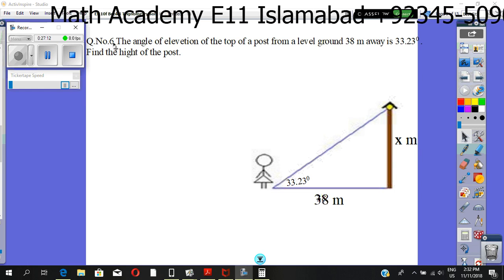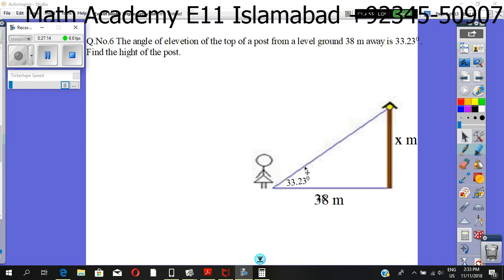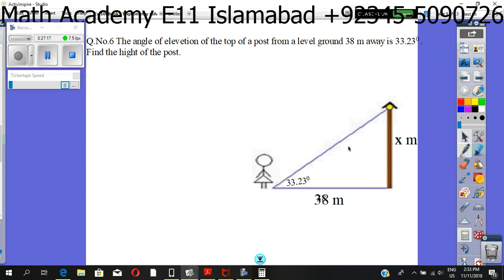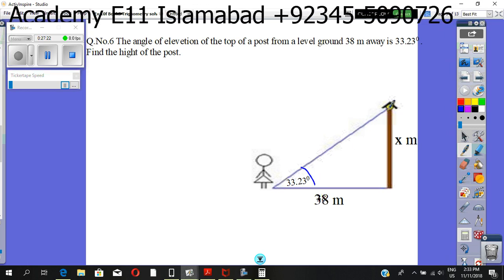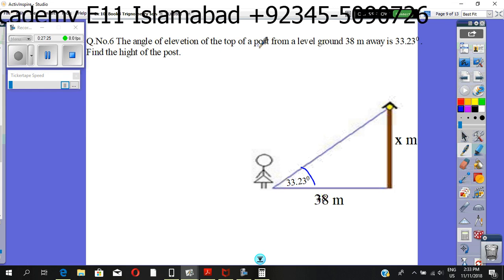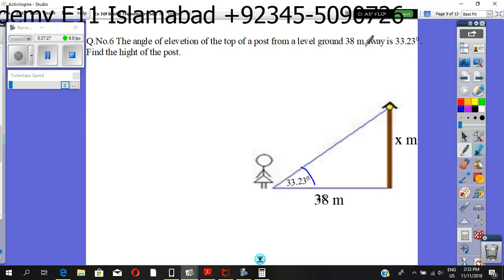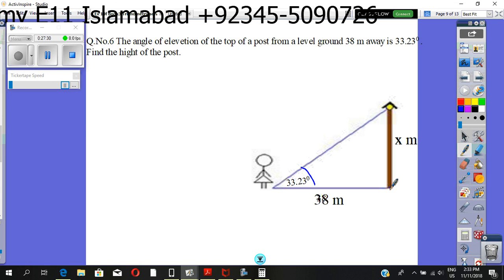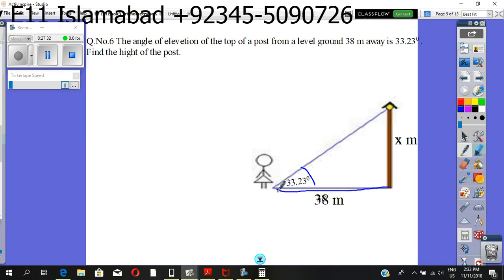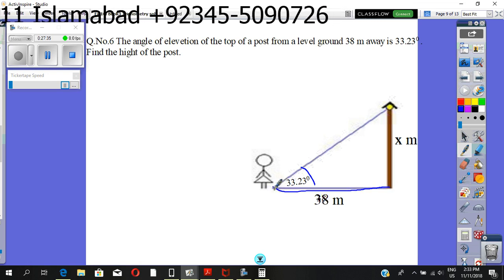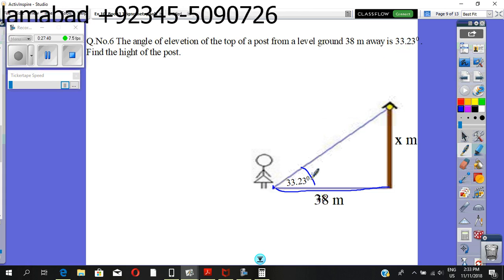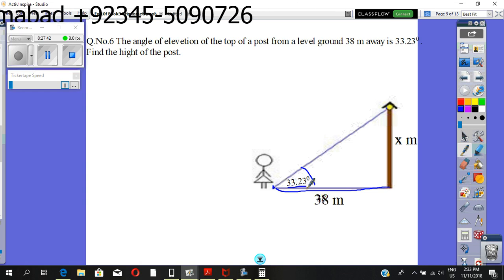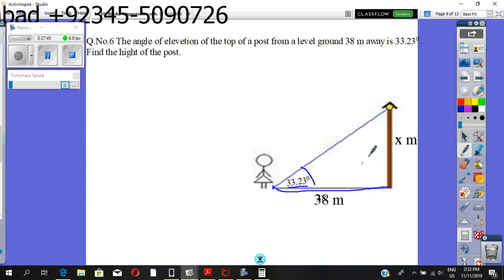Question number 6 over here. The angle of elevation. Elevation means that you're supposed to look at the top of the post, this one. This one is the post. At the top of the post, from the level ground 38 meters away, this is the point of observation. The angle is 33.23. Find the height of the post.